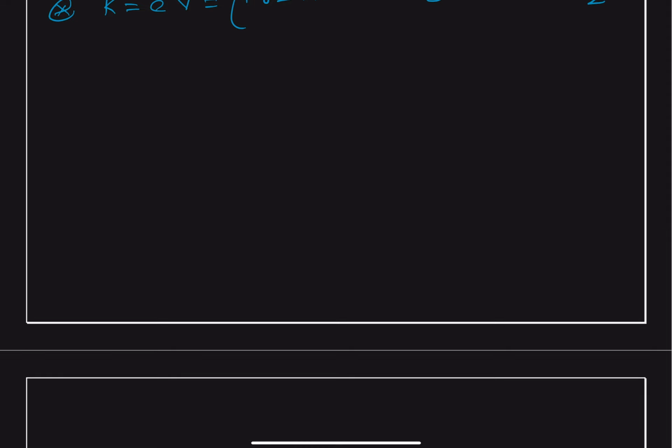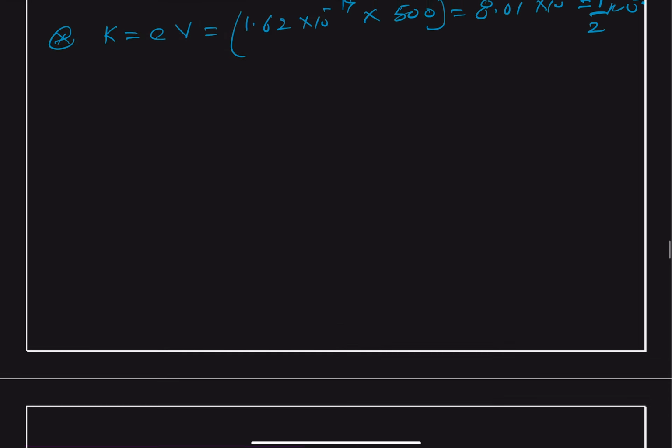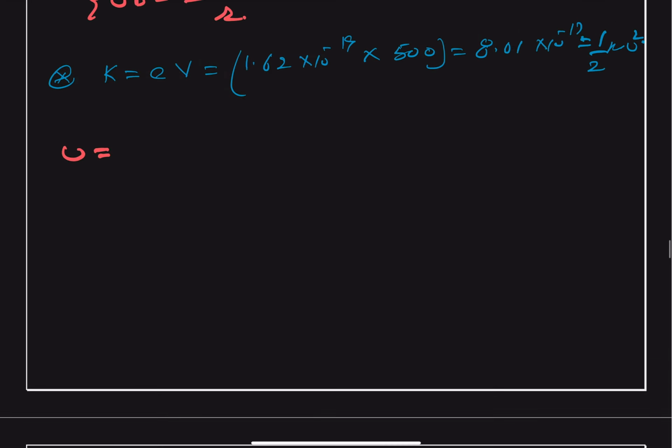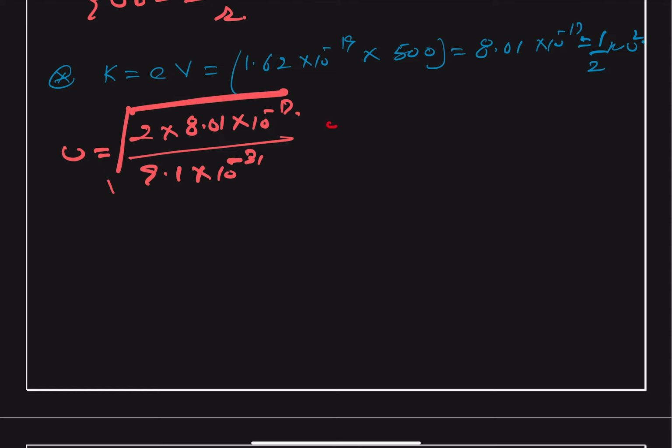Therefore, we can say that our velocity v will be equal to the square root of 2 into 8.01 into 10 to the power minus 17 divided by mass, that is 9.1 into 10 to the power minus 31. This comes approximately as 1.32 into 10 to the power 7 meter per second. So we got the velocity.